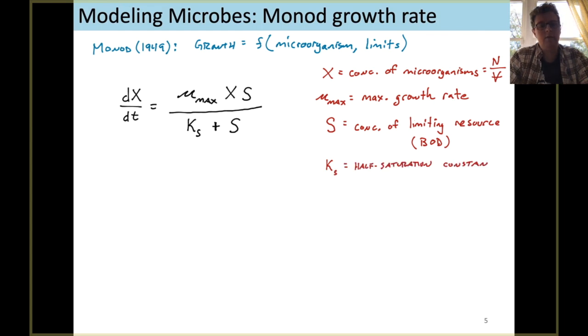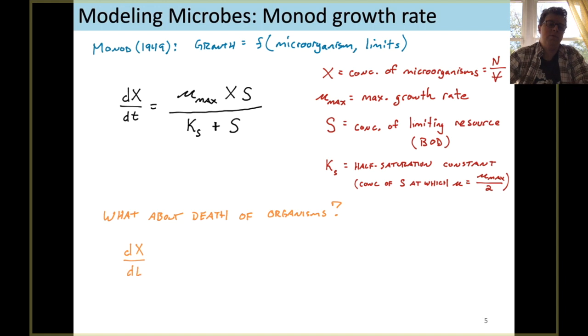Throttling this down is this idea of a half saturation constant. And so that's asking, what amount of substrate do you have when you reach half of the growth rate? So Ks is calculated as basically the concentration, again, concentration of substrate when you reach half of your maximum growth rate.